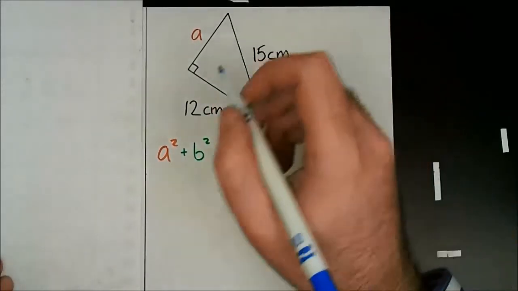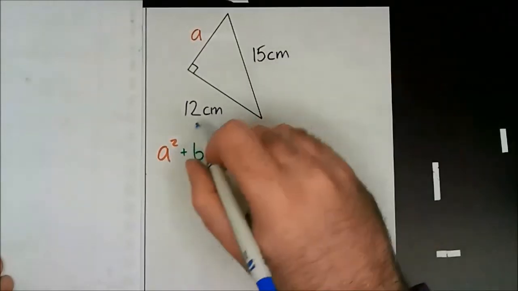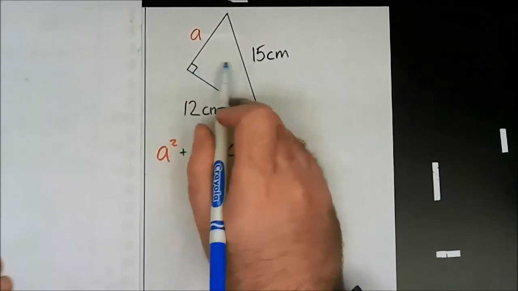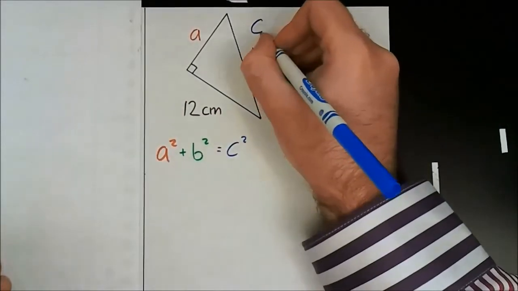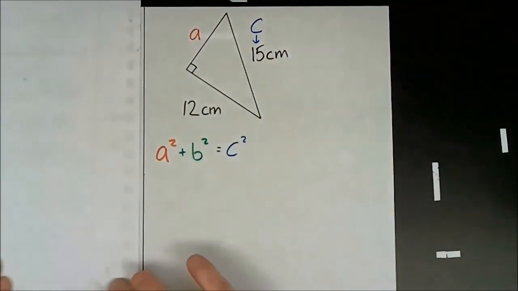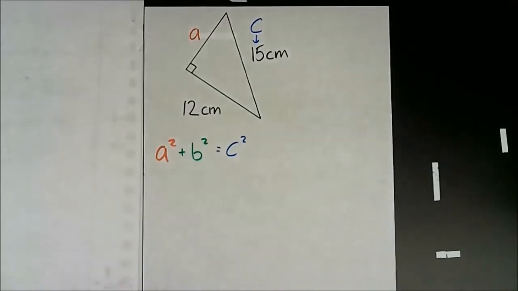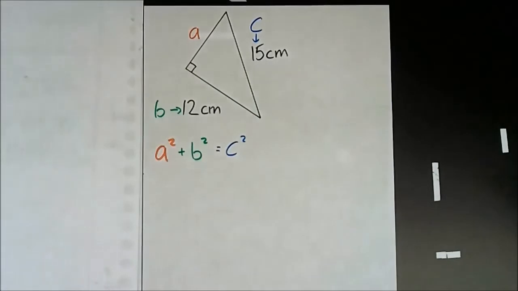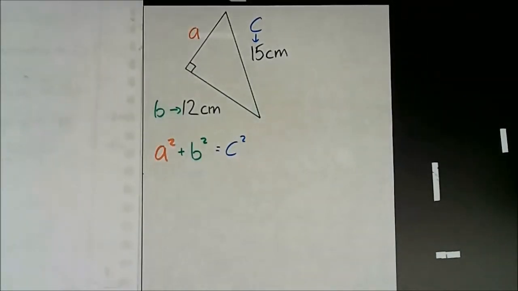The longest side. So that means out of these two, the 15. And it's also in front of the right angle, the 90-degree angle, so that makes sense. That's going to be my C. And of course that leaves 12 to be my B. And now I'm going to substitute my values in.